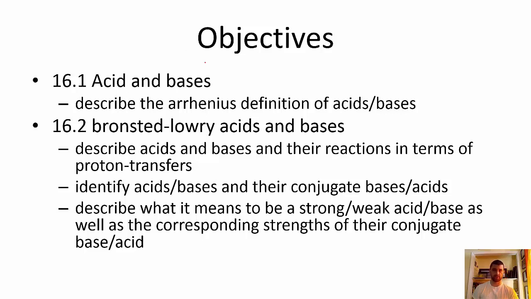Mr. Johnny here again, looking at some 16.1 and 2 problems. So the objectives for these sections would be to be able to describe the Arrhenius definition of acids and bases, as well as describe acids and bases and their reactions in terms of proton transfer. So we're looking at a new definition for acids and bases here. We want to be able to identify acids, bases, and their conjugate bases, acids, and describe what it means to be a strong or weak acid or base, as well as the corresponding strengths of their conjugate base acids.